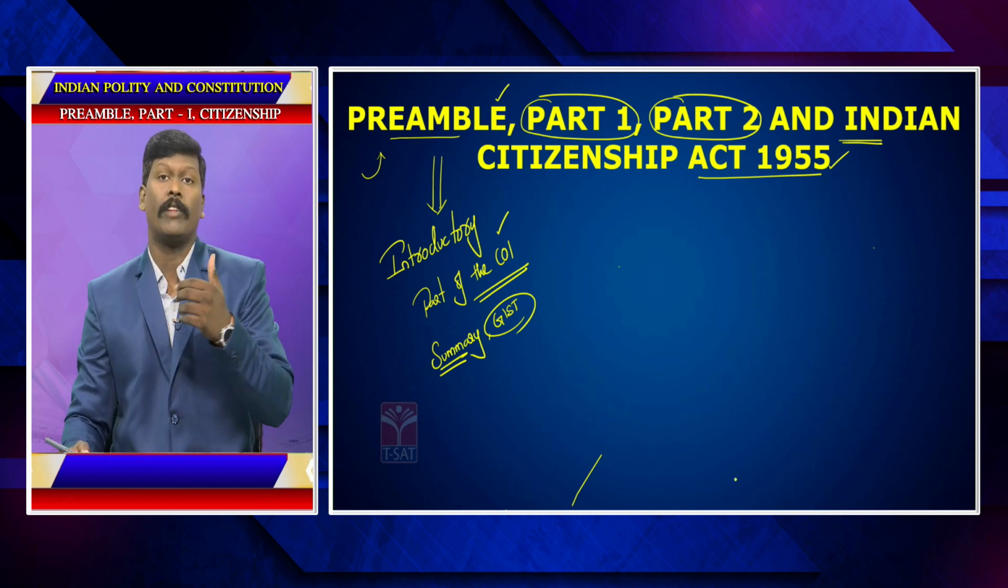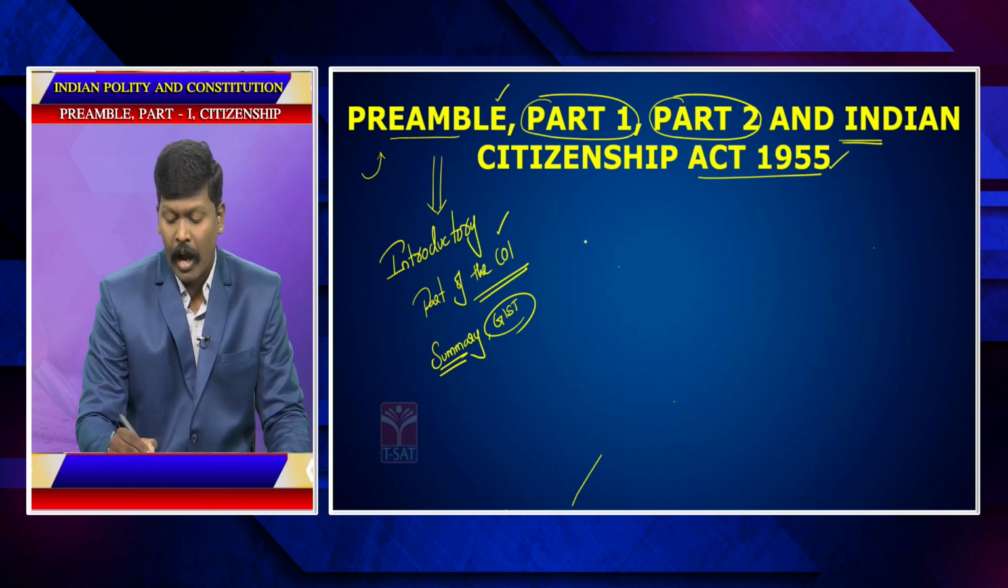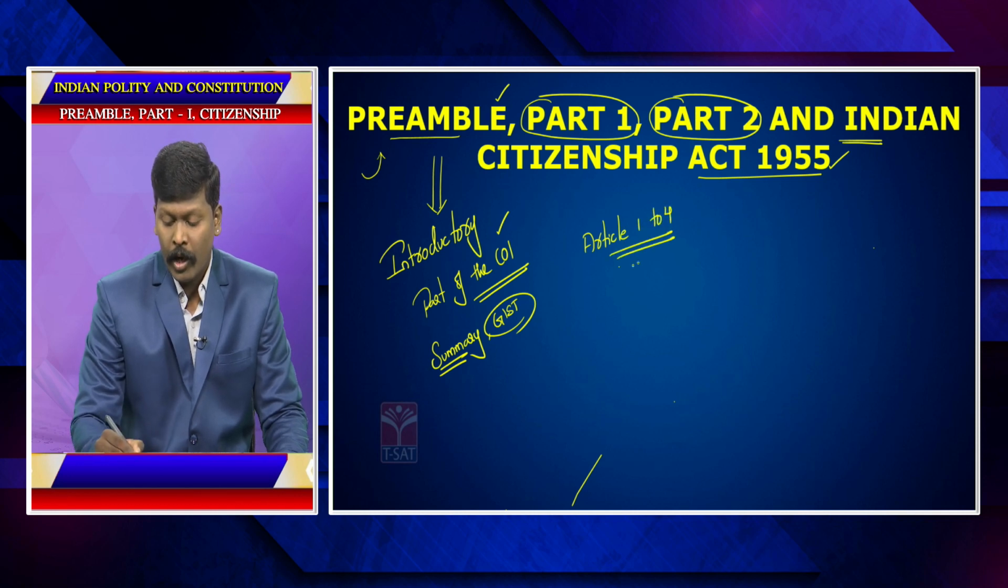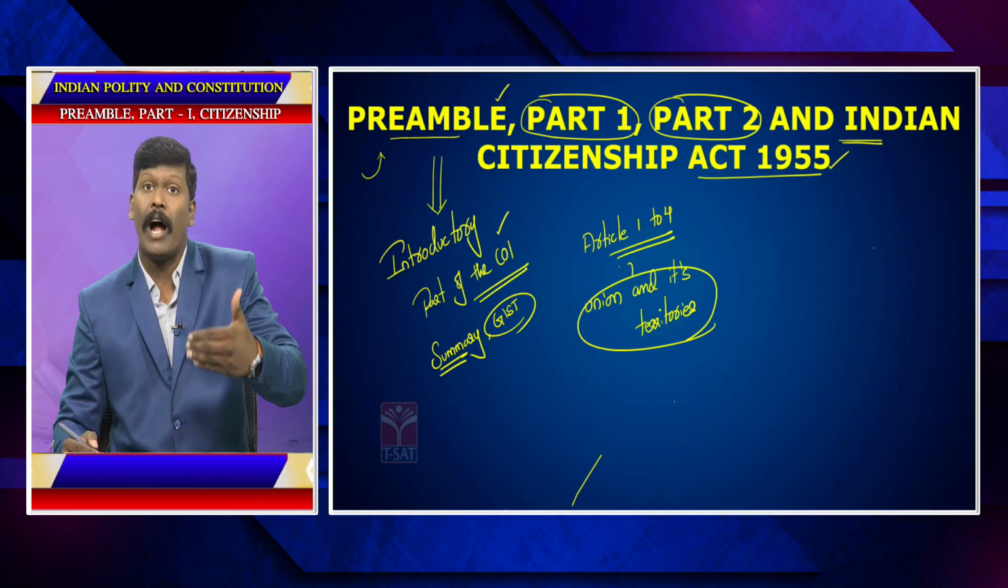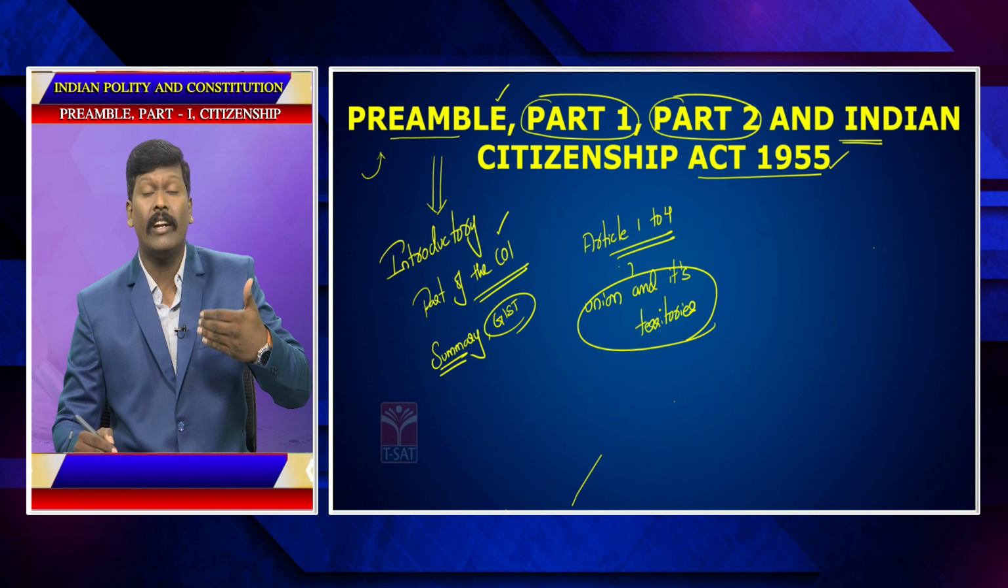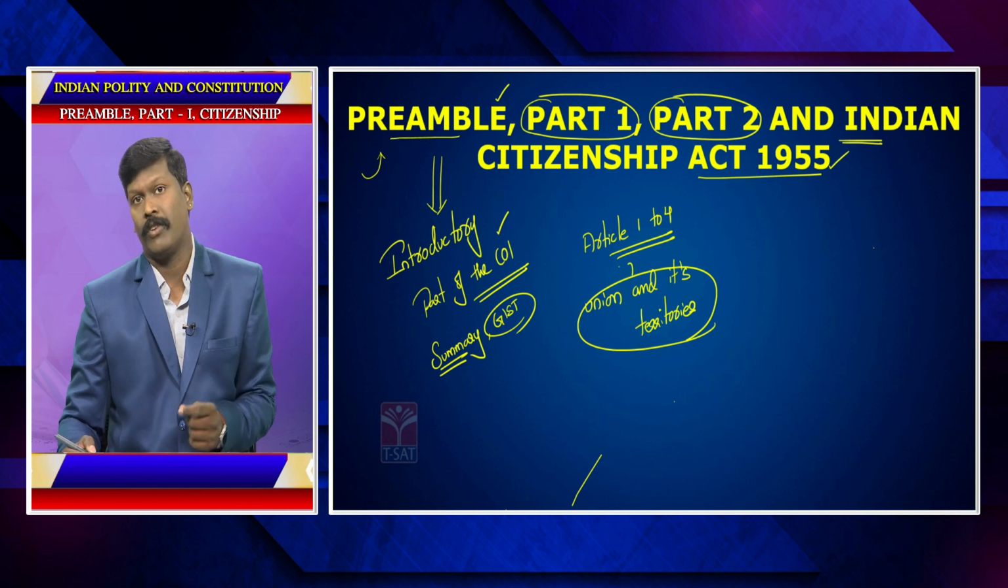Now, coming to part 1 of the Constitution. Part 1 of the Constitution, which is discussed from Article 1 to 4, talks about union and its territories. Now, what is India? What is Indian Union? What are the territories which are part of Indian Union are discussed in Article 1 to 4. That is your part 1 of the Constitution.